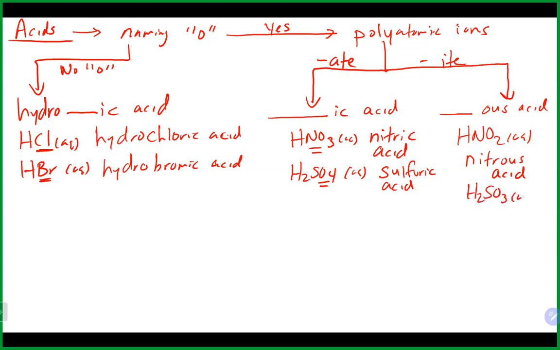H2SO3. SO3 is SO3 2-, which is sulfite. This will be sulfurous acid. So if it contains oxygen, it does not have hydro in the name. If it does not contain oxygen, those are the only ones that have hydro in the name. And again, if it does have oxygen, it's one of those polyatomic ions. So you could think of it like, you ate too much, you feel icky. That's a good way to remember how the acid name should end.